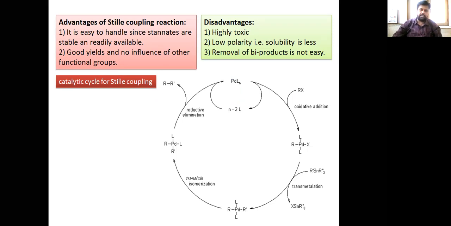And this is the catalytic cycle. So what is the catalytic cycle? This palladium with ligands, n equal to 2, undergoes oxidative addition first. As in the previous coupling reactions, it is oxidative addition and transmetallation, then cis-trans isomerization, then reductive elimination. Like this the reaction will be done.